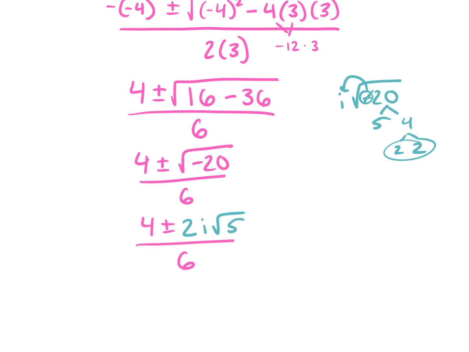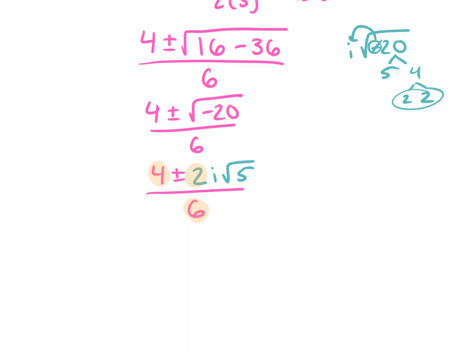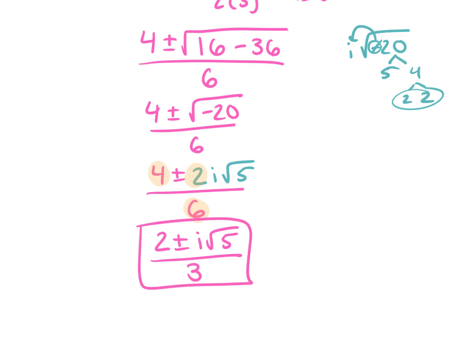And you can divide them all by 2. So all 3 of our whole numbers are divisible by 2. So when we divide them all by 2, we get 2 plus or minus what? i square root 5 over 3. So that would be our answer. You wouldn't put the 1, right? You don't need to put the 1 because it would be like saying 1x. You don't put the coefficient of 1.